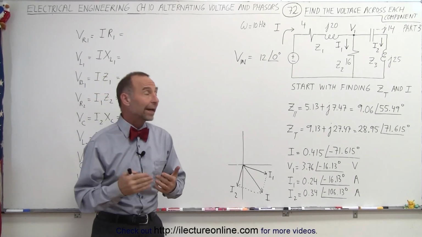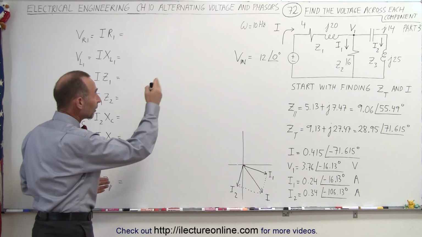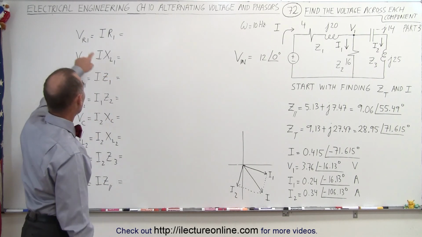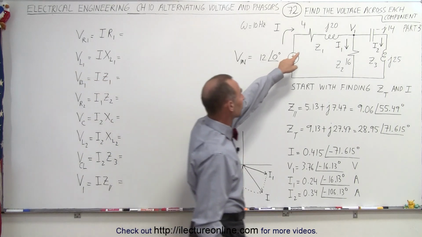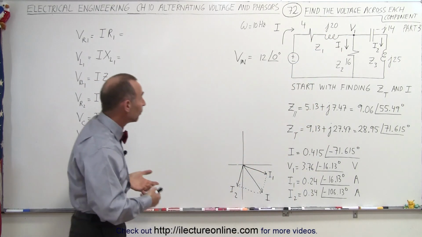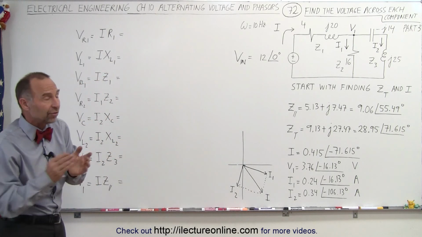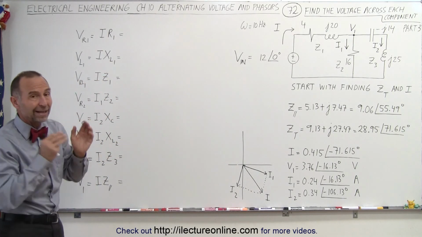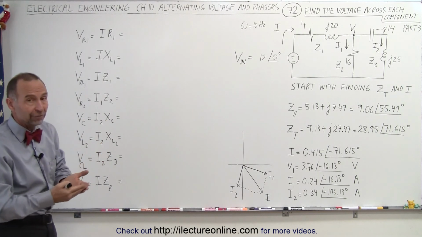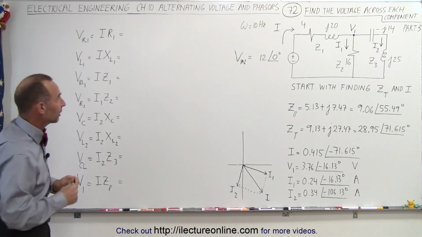Now we're ready to go ahead and calculate the voltages across each of the components and across each of the branches. So we're going to start with finding the voltage across the first resistor, then the voltage across the inductor, and so forth. How do we do that? Well, the voltage across any component is equal to the current through that component times the resistance or reactance or impedance of that particular component or that particular branch.